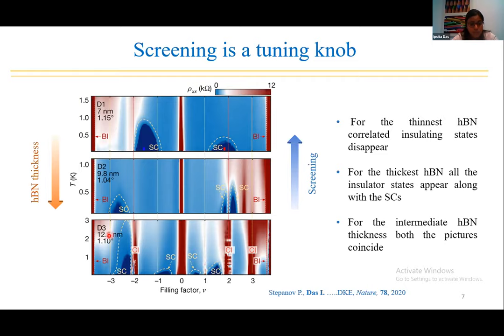On the other hand, if we consider the device where the hBN thickness is much higher, we see that from charge neutrality, there are several correlated insulating states at different integer fillings of the band along with different superconducting states. And D2 has intermediate hBN thickness, for which both pictures kind of overlap. So on the electron side, you have some correlated insulating states. On the other hand, in the hole band, you don't have any insulating states. Rather, the superconducting state is still present. So from this observation, we can conclude that the correlated insulating state and the superconducting state are of different origin, and they are competing with each other.